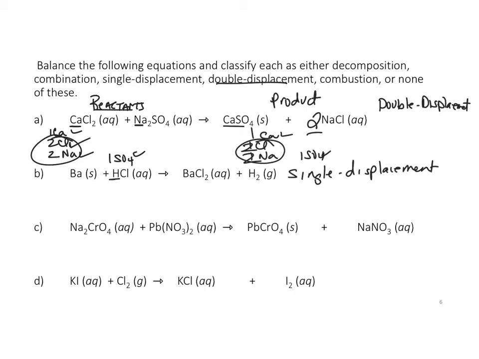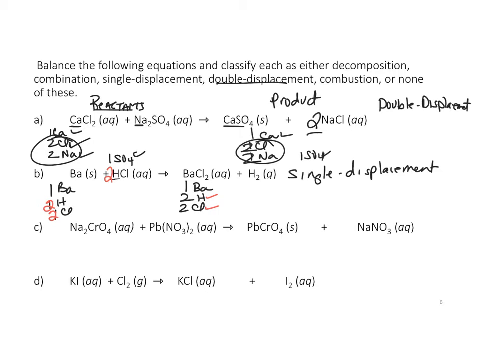And we have one barium. We have one hydrogen and one chlorine. Here we have one barium. We have two, well, let's go to hydrogen next, 2 hydrogen and 2 chlorine. So if we put a 2 in front of the hydrochloric acid, now we have 2 hydrogen and 2 chlorine, and that would be balanced. All right, let's go to the next one.